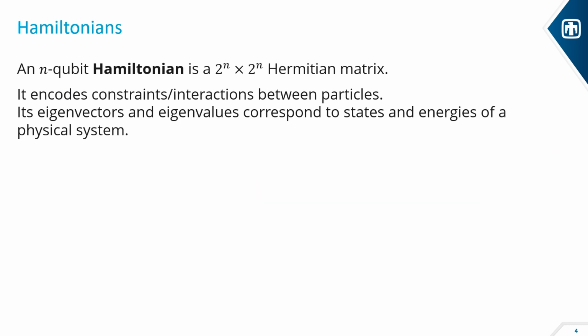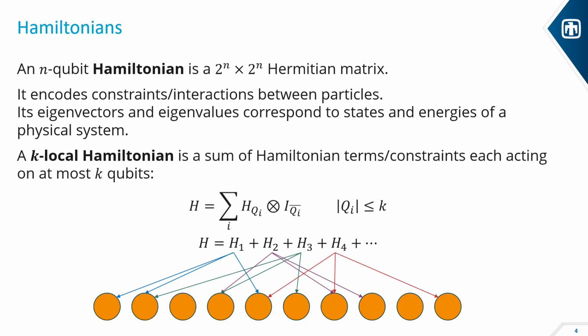In this work, we're interested in Hamiltonians, which are exponentially large Hermitian matrices. They encode the constraints or interactions between particles in a system. Their eigenvectors correspond to states of that system, and their eigenvalues, the energy of the system when in one of those states. Most often, we're interested in k-local Hamiltonians, which have concise classical descriptions. Here, the Hamiltonian can be written as a sum of small Hamiltonian terms, each acting on at most k qubits.